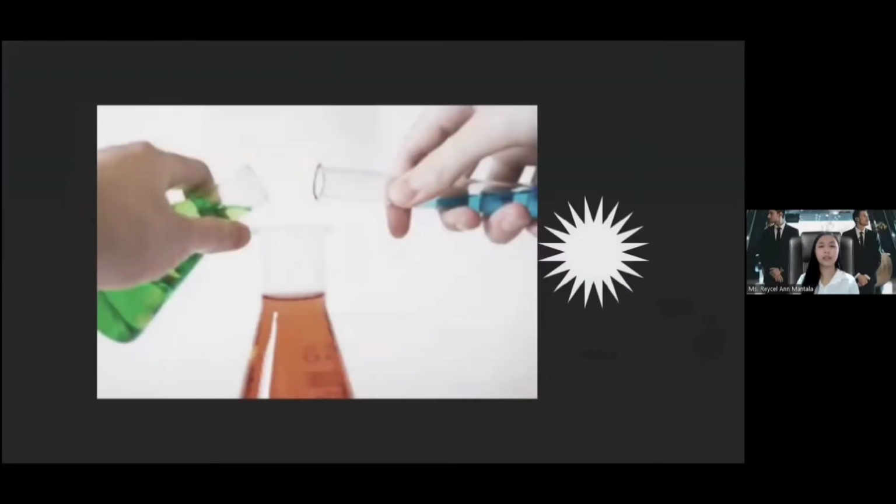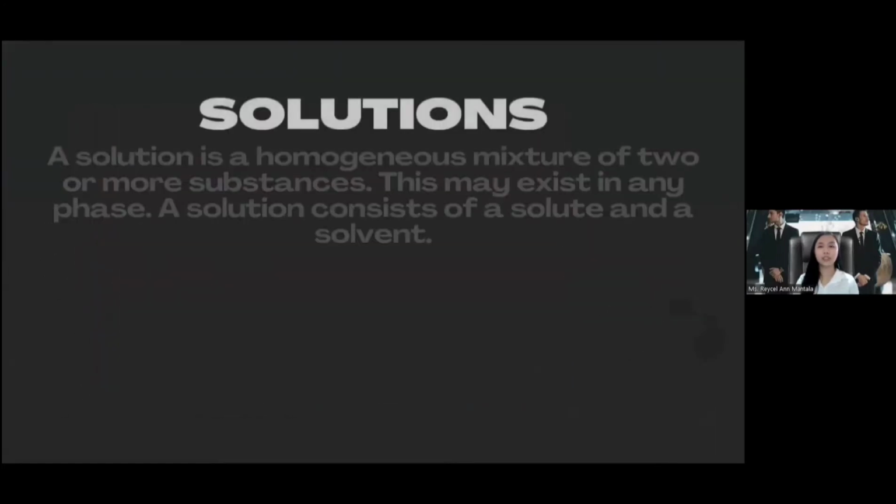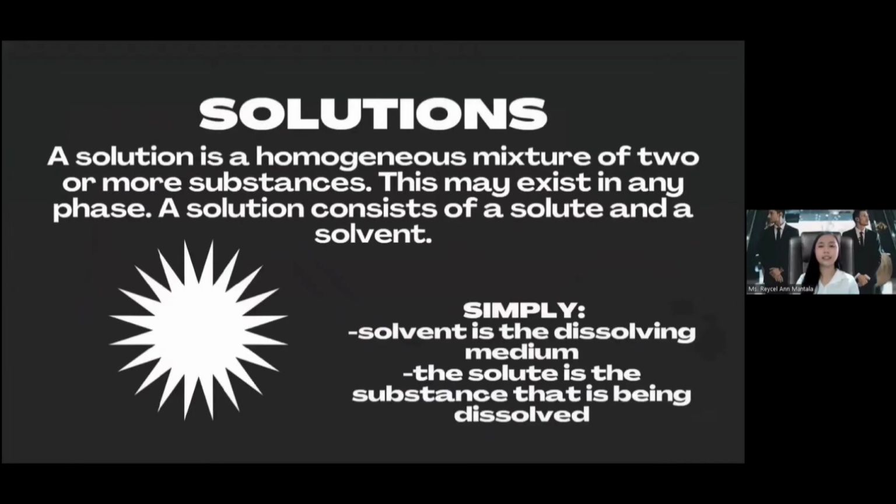Solution. A solution is a homogeneous mixture of two or more substances. This may exist in any phase. A solution consists of solute and solvent. The main difference between solute and solvent is that the solute is the substance that dissolves in a solvent to produce a homogeneous mixture, while the solvent is the substance in which a solute dissolves to produce a homogeneous mixture. The difference of those two is simply solvent is the dissolving medium, while the solute is the substance that is being dissolved. Next slide, please.